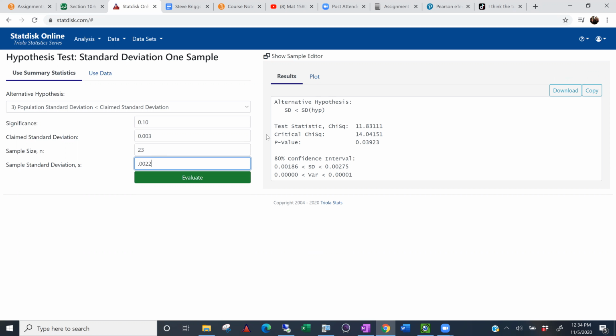What's the information that I need to get out of all this output? You're looking for the p-value. Yeah, we're looking for that p-value. Thank you. So the p-value, in this case, is 0.03923. Probably don't need all those digits. And we're going to use that in step 5.